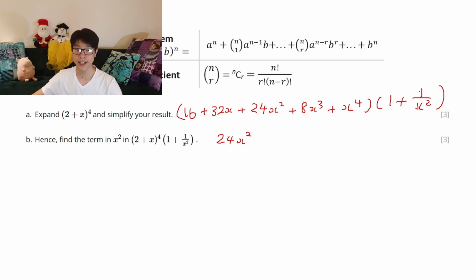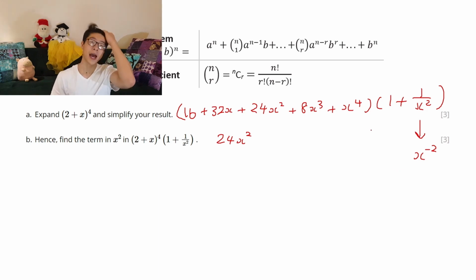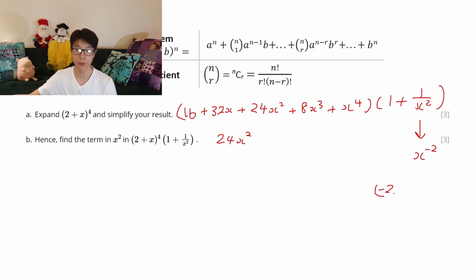And now for our second expansion, right here, 1 on x squared, we can actually rewrite this as x to the power of negative 2 to make it a little bit easier. What number out of these 5 terms right here multiplied by x to the power of negative 2 will give us an x squared term? Well, if we think about our index laws, when we are multiplying two terms together, their powers will add. So what number plus negative 2 will give us 2? Well, if we just do our algebra, or think about it logically, it would have to be 4.